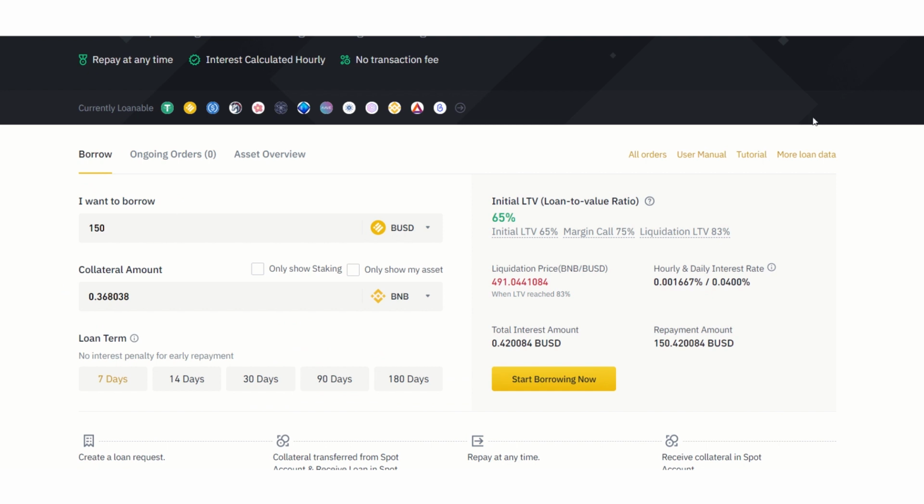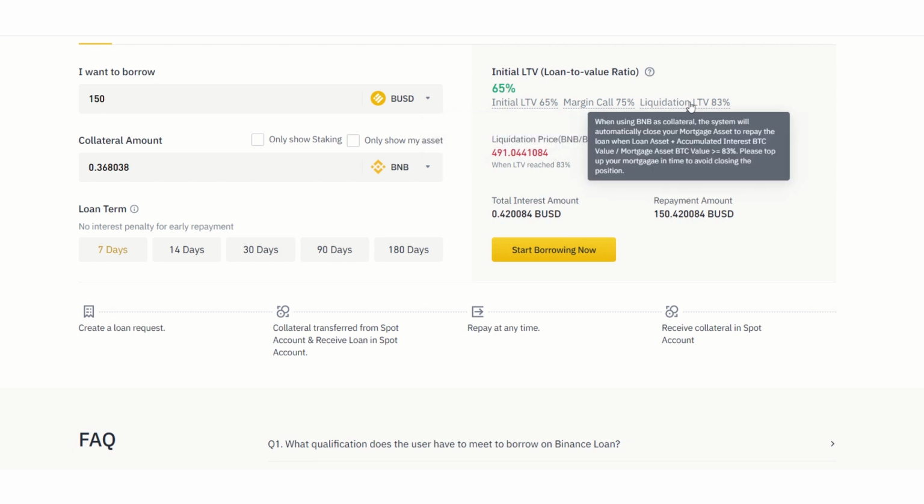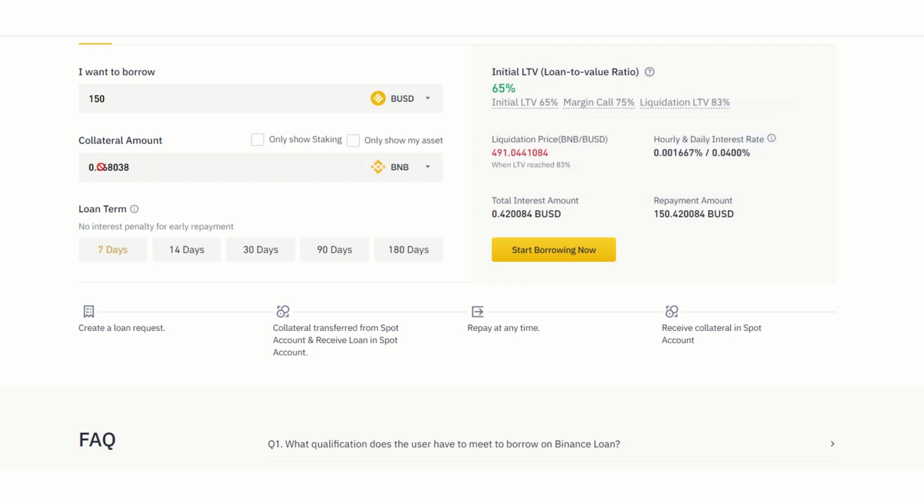So how many days do you want to borrow? I want to borrow for 7 days. What does that mean? It means each and every single day I must keep checking this coin. I must set alerts. I must make sure that I monitor, because there is this value which is called the initial loan to value ratio. It shouldn't be less than what they've specified here. So it will start on 65 and then go to 75, and when it gets to 83, they liquidate your account, meaning you will lose your BNB. So you must always make sure that you pay it back before it gets to 83%. They will send you an SMS or an email to say we are about to liquidate you.